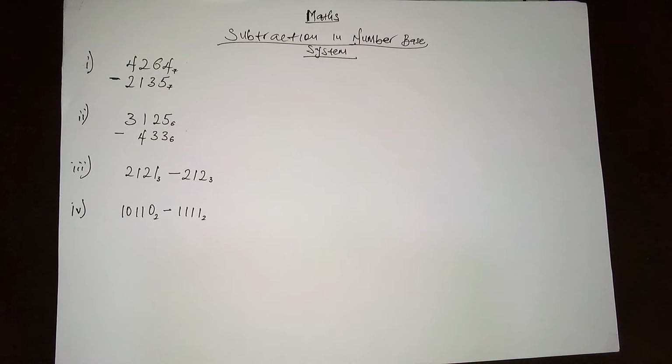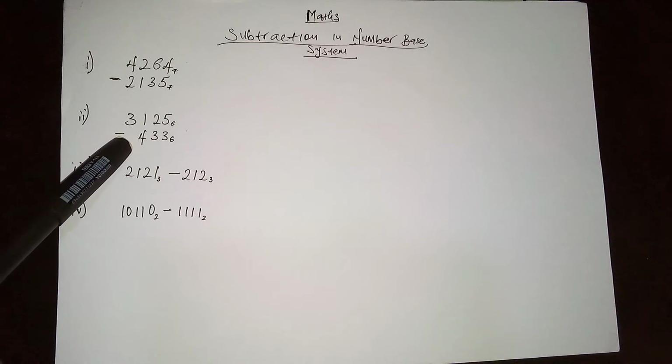In this class, we are going to be looking into subtraction in number-based systems. In this class, we have 4,264 in base 7 minus 2,135 in base 7.